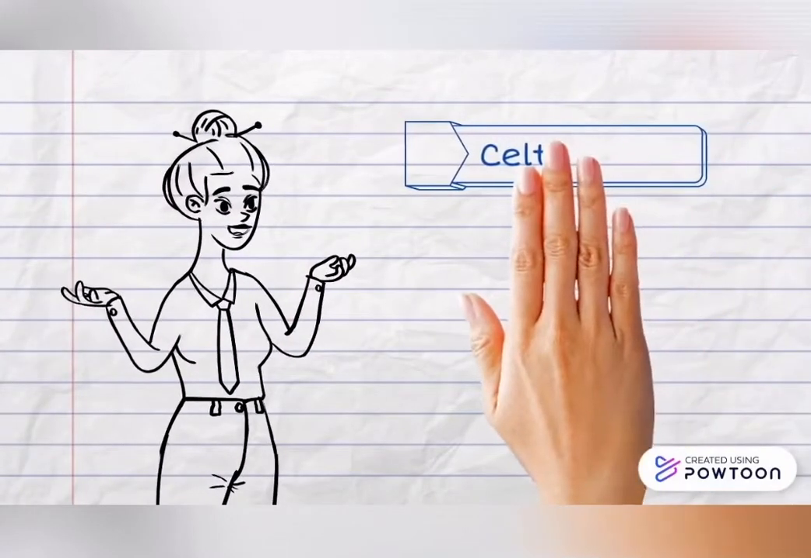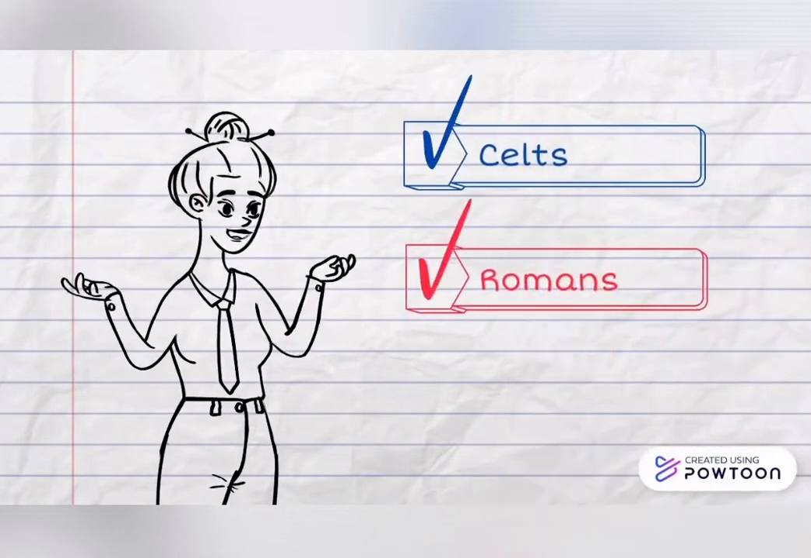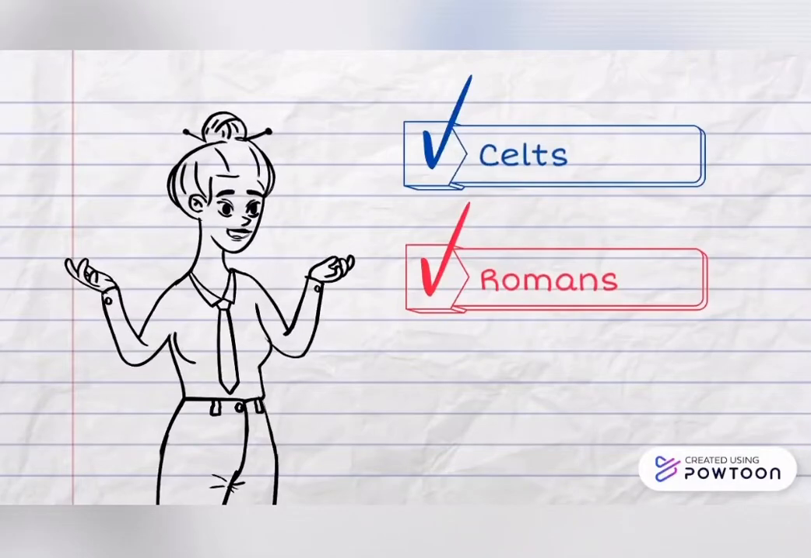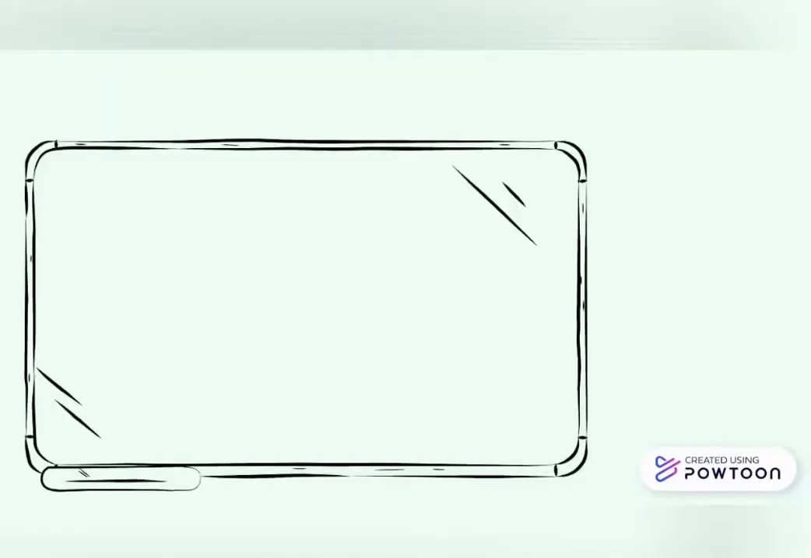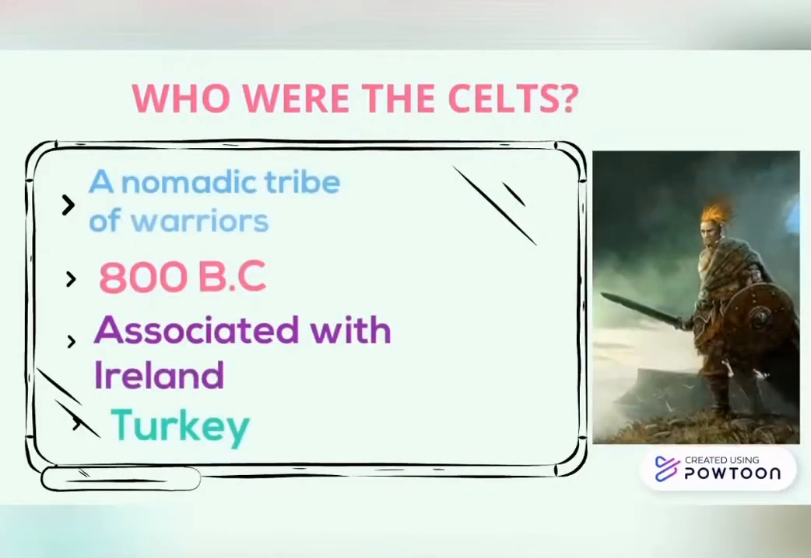Let's review some extra information about the topics we have covered until now. They were a nomadic tribe of warriors whose appearance in Europe dates back to at least 800 before Christ, although they are most normally associated with Ireland. At their most powerful, the Celts controlled vast areas ranging from Turkey all the way to Ireland.